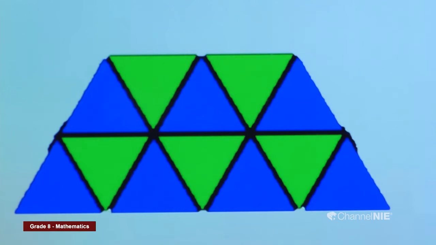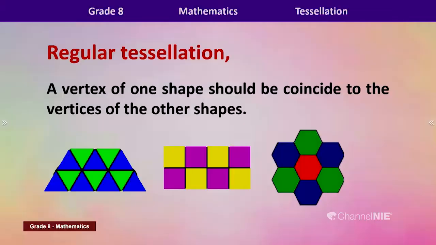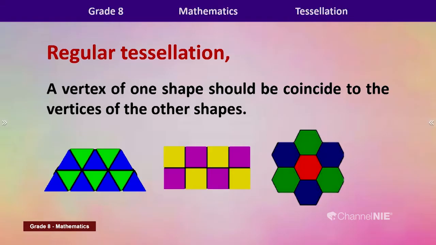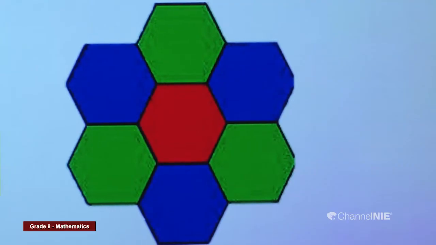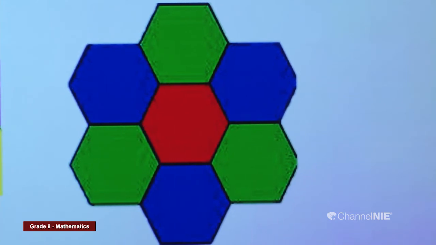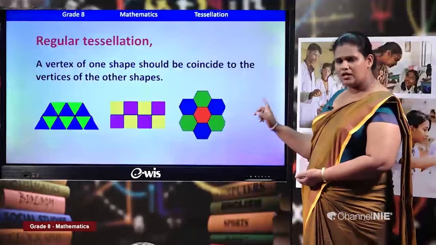Then we will have a look at the second one. There we have only squares. It is a regular tessellation. Once again, all the vertices coincide on one point. What can you say about the last one? Here we have only hexagons, regular hexagons. That means it is also a regular tessellation and all the vertices coincide on one point. I will explain it furthermore.